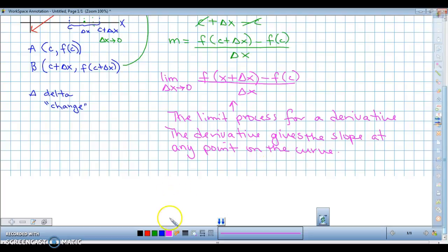So the main thing that I want you to remember here is when I say derivative, you say slope. And that's my little cheer that we're going to be doing quite often. When I say derivative, you say slope. Derivative, slope. Derivative, slope. You can remember that, right?